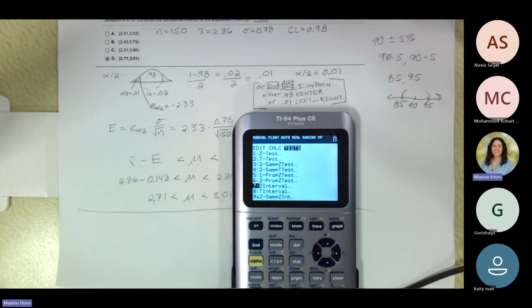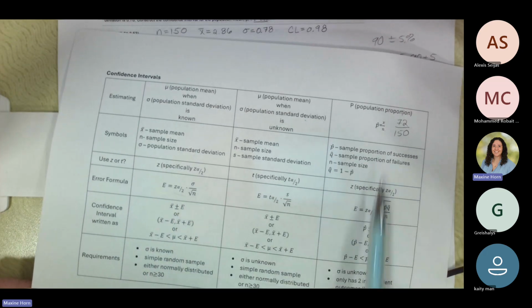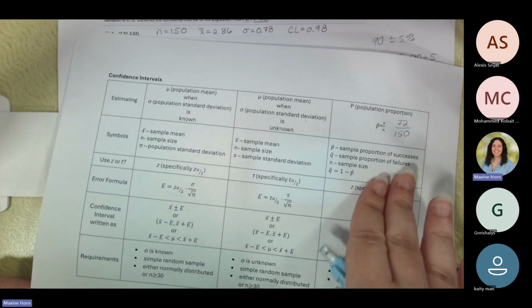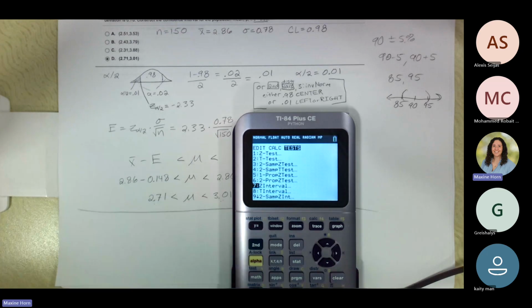Quick note, the reason that it's z, the other handout here. In this situation, we use z interval. In this situation, well, actually we use one prop z int, but it's a z. In this one, we use a t interval. So I mean that's on the other thing, but the reason it's z or t is because we're using either a z-score or a t-score. Okay. So z interval.